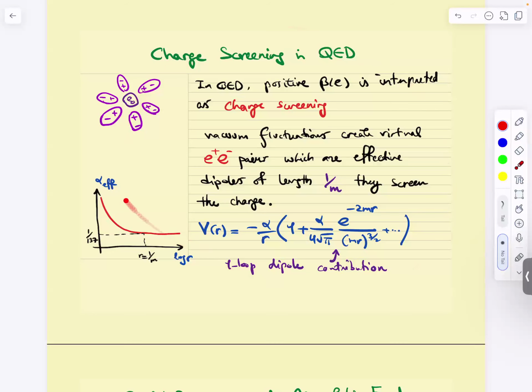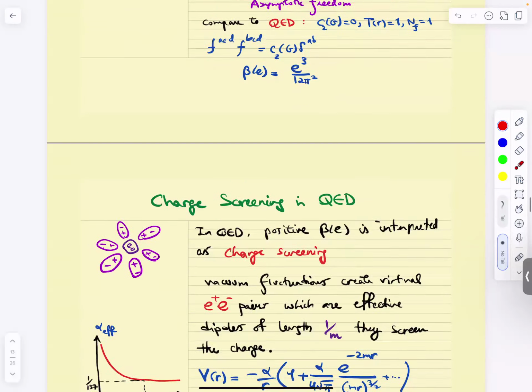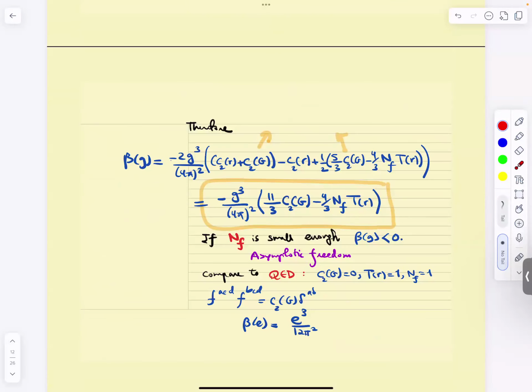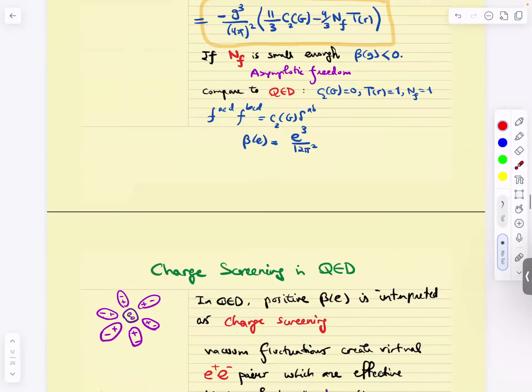So is this picture of charge screening still present in non-abelian gauge theories? It's pretty clear this is not present in pure non-abelian gauge theories. If you don't have any fermions, any fields coupled to the gauge field, then the whole thing comes from here, and that is a negative beta function. That theory, pure Yang-Mills, has a negative beta function and is well defined. But in general, there's a competition between matter and the gauge field.